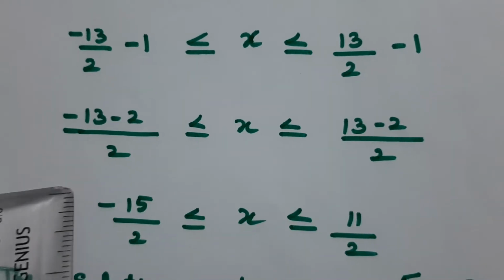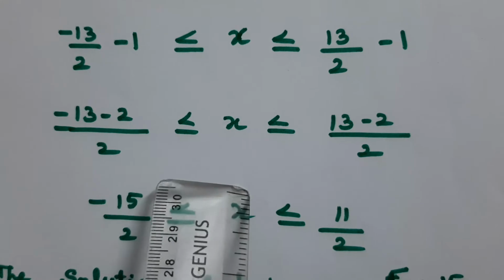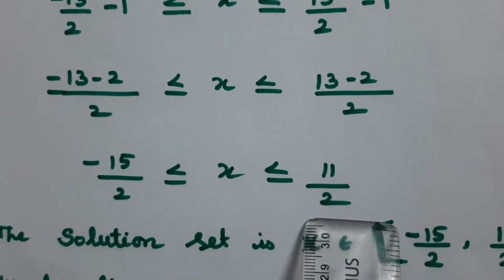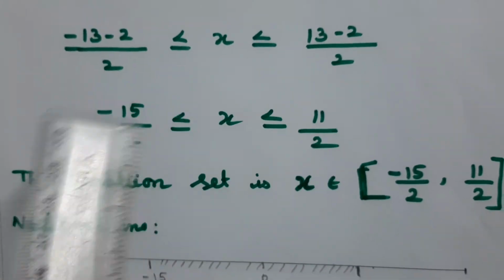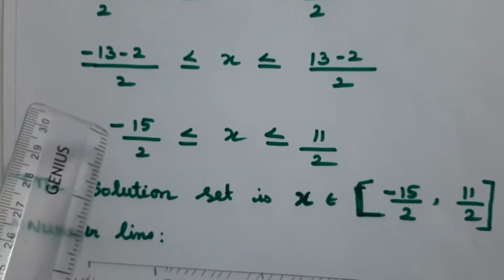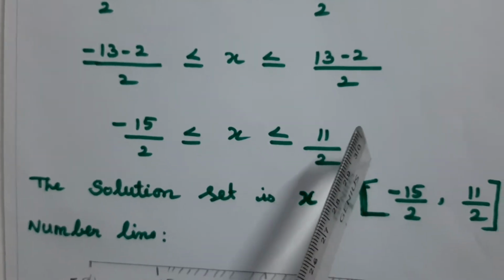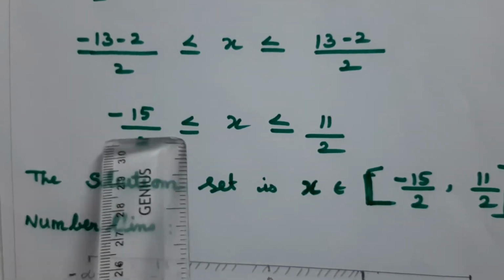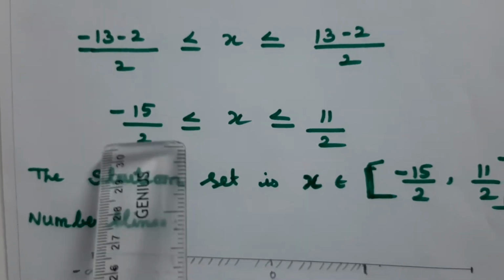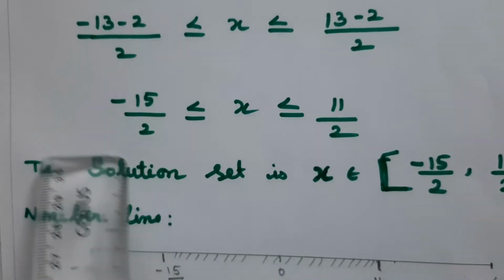So, we will have minus 15 by 2 less than or equal to x, less than or equal to 11 by 2. Clear? Now, the solution set lies between which interval to which interval? From negative values to positive values, and here you will have the equal to sign. So, what bracket do we have to write? Closed bracket. This 15 by 2 is also included.